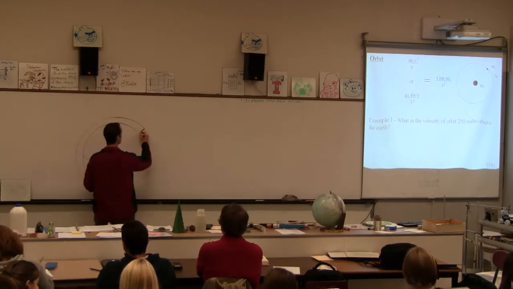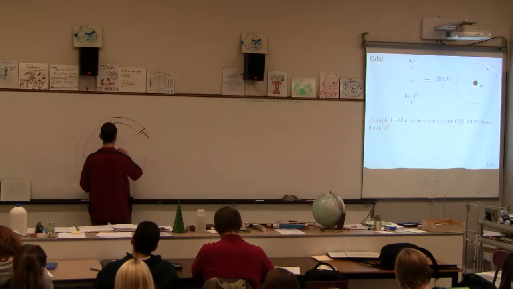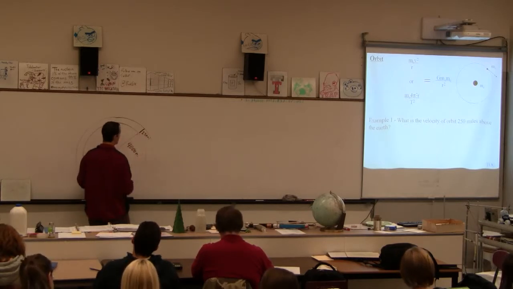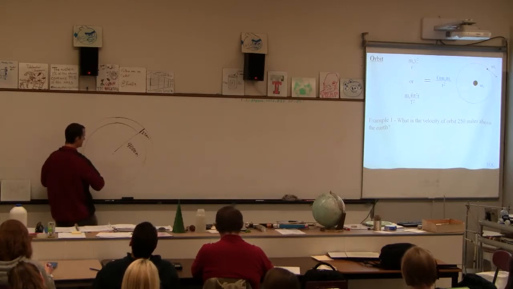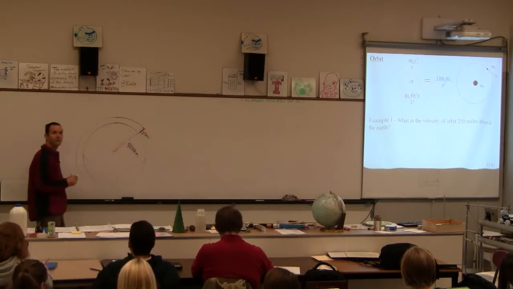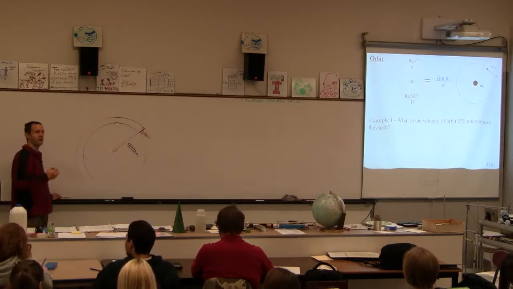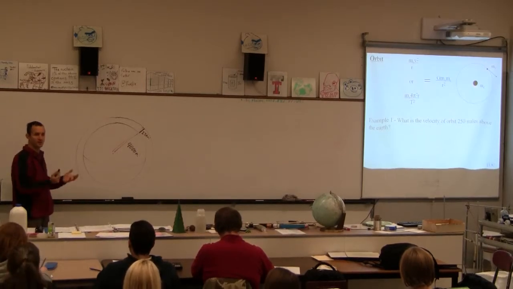So this distance is 250 miles, right? This distance is about 4,000 miles. Obviously what we really want to use is the radius of the Earth plus how far above. Whenever they give you a height above the surface of a planet and you're doing anything with circular motion, you almost certainly want the actual radius of the circle, or the center to center distance.